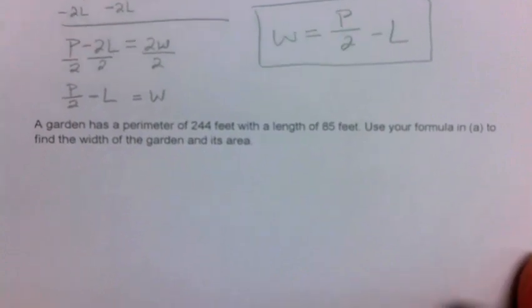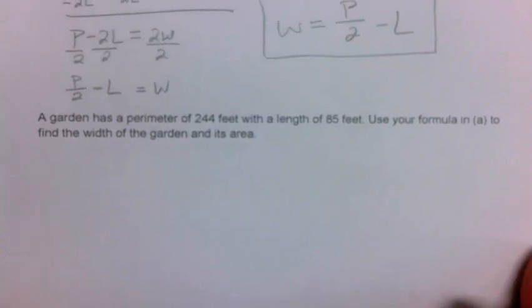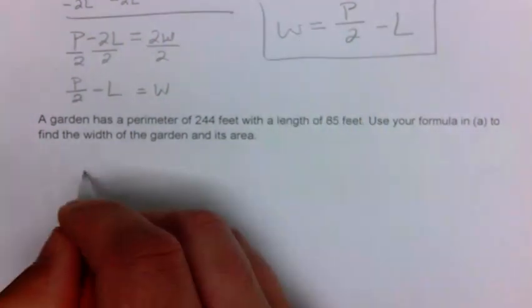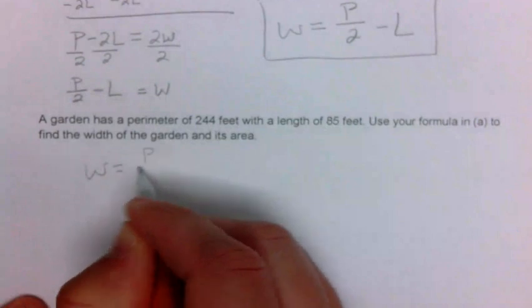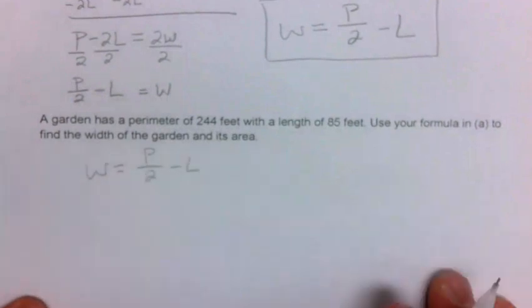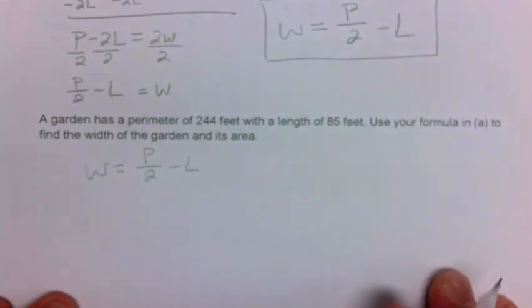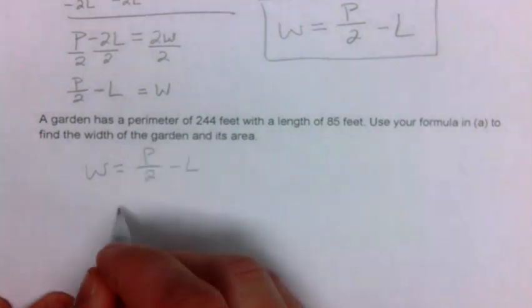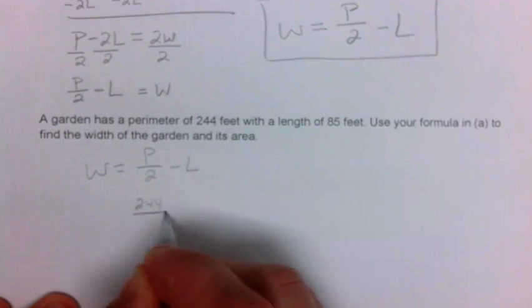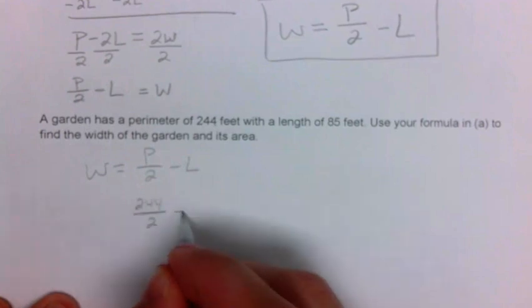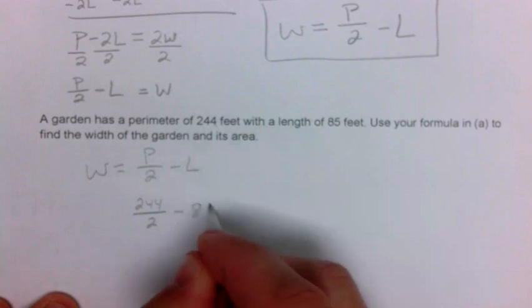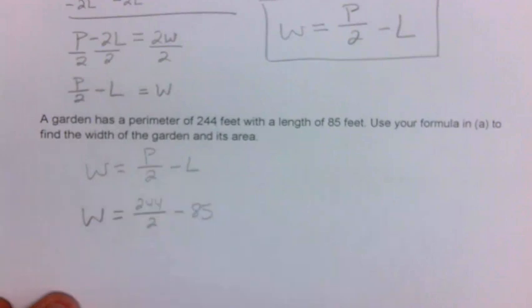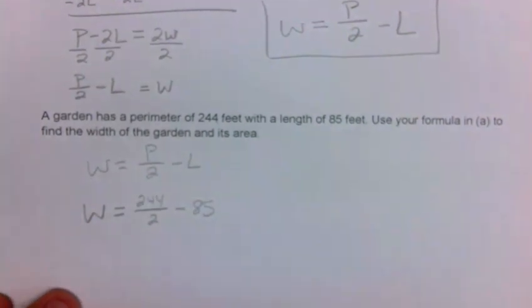So in my space underneath, I'm going to start by writing my isolated literal equation for W. W equals P divided by 2 minus L. And now I'm going to substitute in the values that were given. All right, the perimeter was 244 feet divided by 2 minus the length was 85 feet. And when I figure out what all this is, that's going to be the width of the rectangle.